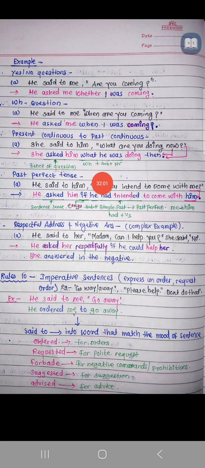Okay, so WH plus subject plus helping verb. Keep in your mind, in indirect speech, first the WH word, then the subject, then the helping verb. Keep in your mind. Next, past perfect tense.